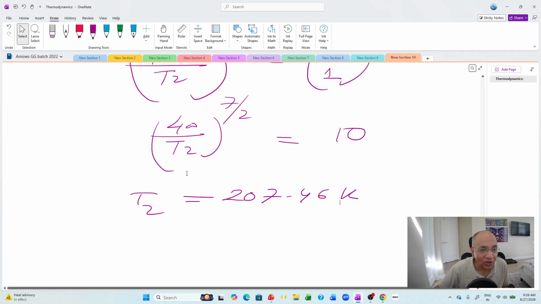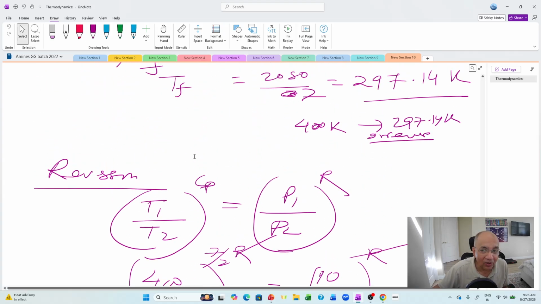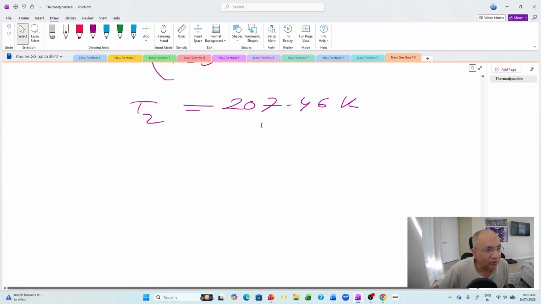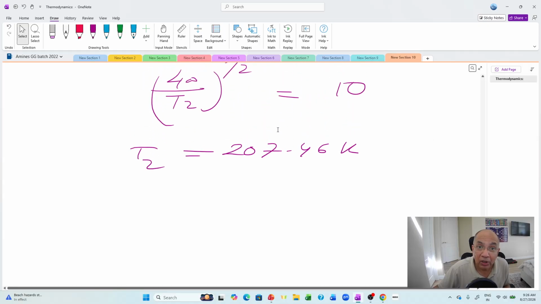See, even it is lower than room temperature. It is 297, at least more than room temperature, more than 25 degrees Celsius. It will be less than 25 degrees Celsius. So much more work will be done, so that the temperature drop will be more. The final temperature will be even less than the final temperature in the irreversible process.